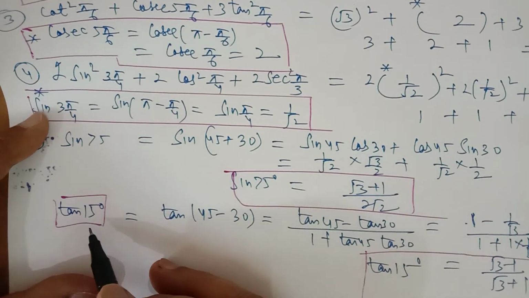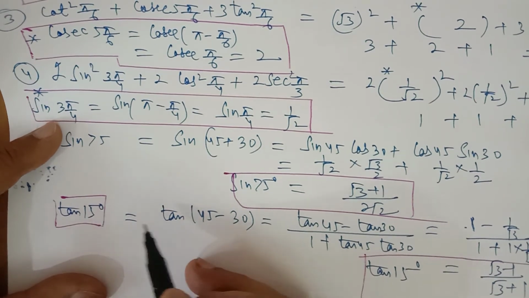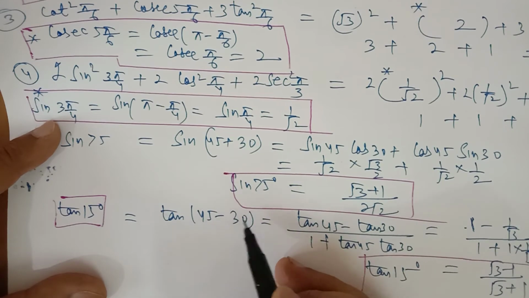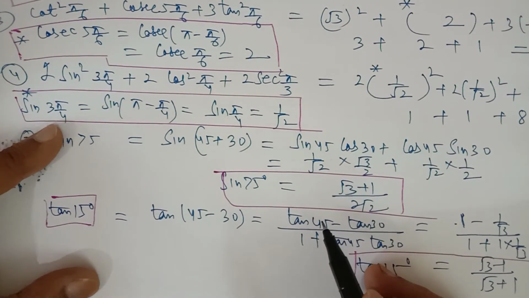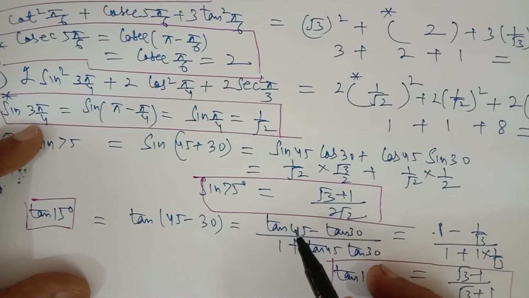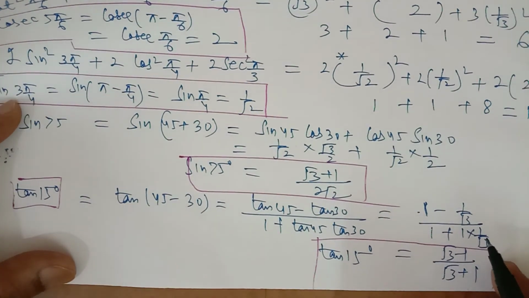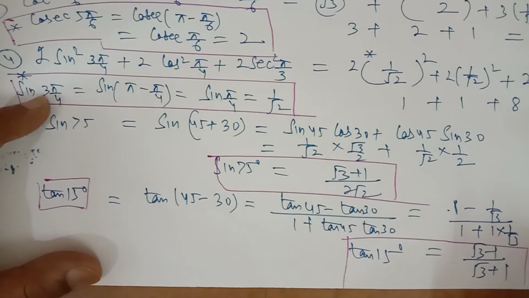Similarly, for a 15 degree angle, you have to break this into those angles whose values we know. For 15, you can write 45 minus 30. 45 minus 30 is 15. Now use the formula tan A minus B, which is equal to tan A minus tan B upon 1 plus tan A into tan B. Replace the value of tan 45 as 1, tan 30 as 1 upon root 3. Simplify this and you'll get the value of tan 15.